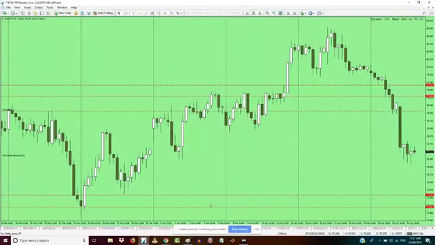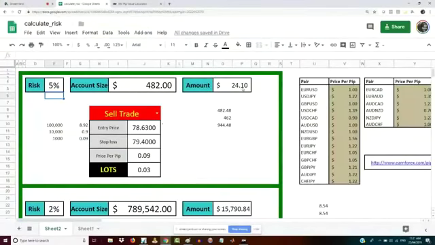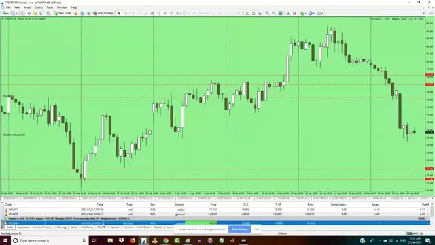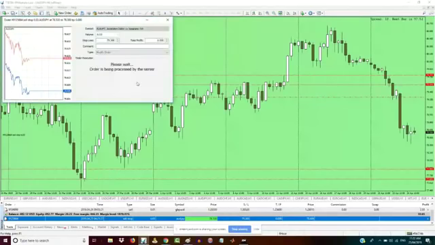Now, compare that to your calculator and make sure that's right. Yeah, that's right, because it says I can risk $24.10, and I'm actually risking $20.61. So now I'm just going to delete this order because I don't want it to get triggered. So we'll go ahead and delete it. Boom. Okay. There you have it. So I've deleted that order.